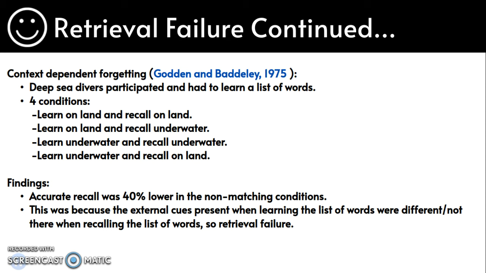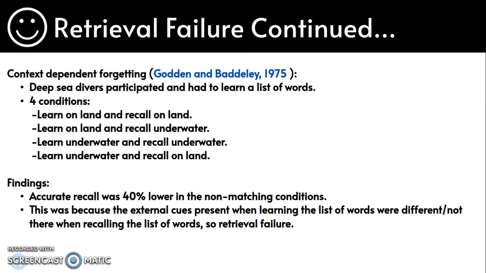So, context-dependent forgetting was shown when Godden and Baddeley in 1975 had deep-sea divers take part in a study and learn a list of words. They had four conditions. These were: learn the words on land and recall the list on land; learn the list on land and recall it underwater; learn the list underwater and recall it underwater; and learn the list underwater and recall the list on land.